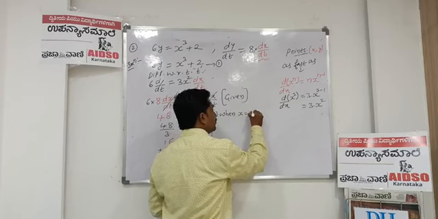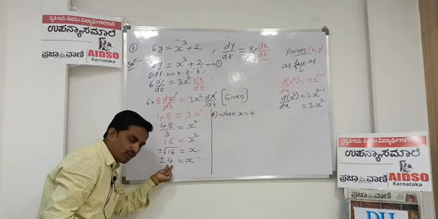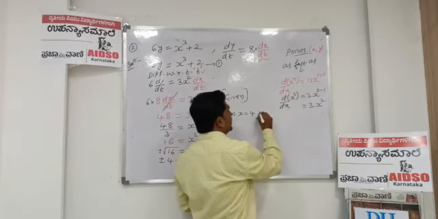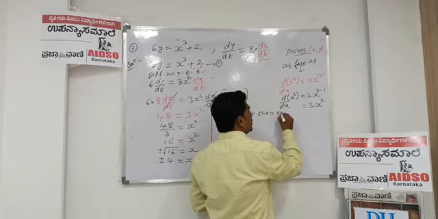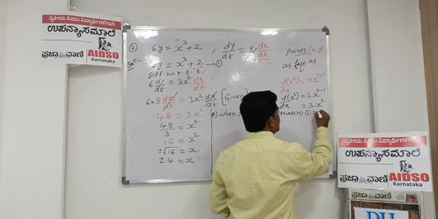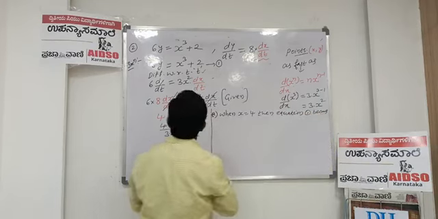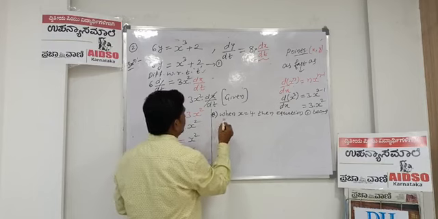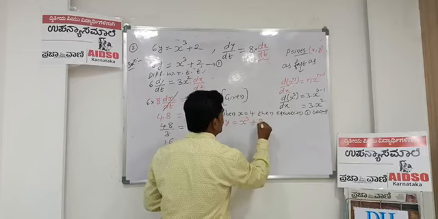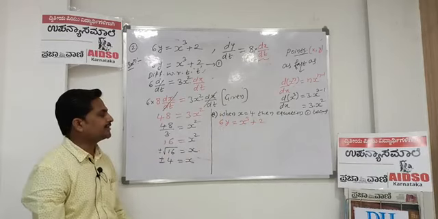When x is equal to 4, it means the first positive 4 we are taking. So when x is equal to 4, the curve equation 1 becomes, what is equation 1 we have? That is nothing but 6y is equal to x cube plus 2.